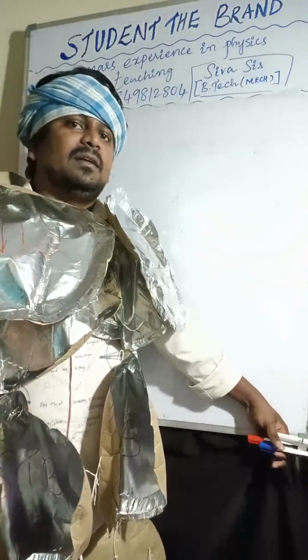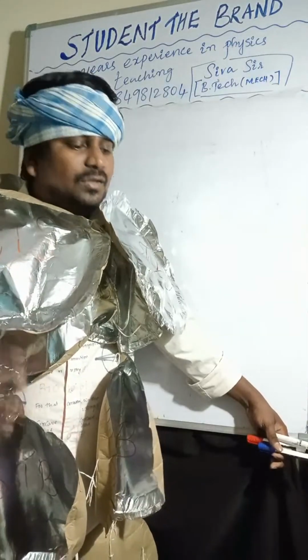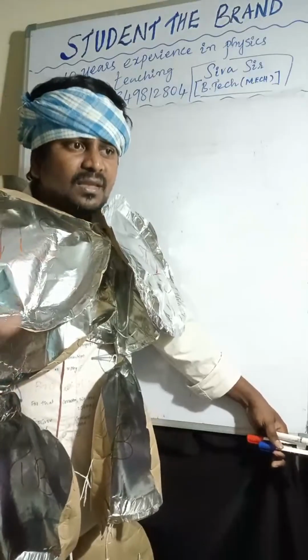And after that, the electromagnet: when the current is passing through the conductor, it acts as a magnet. That also we will discuss. First of all, we'll discuss about magnet.